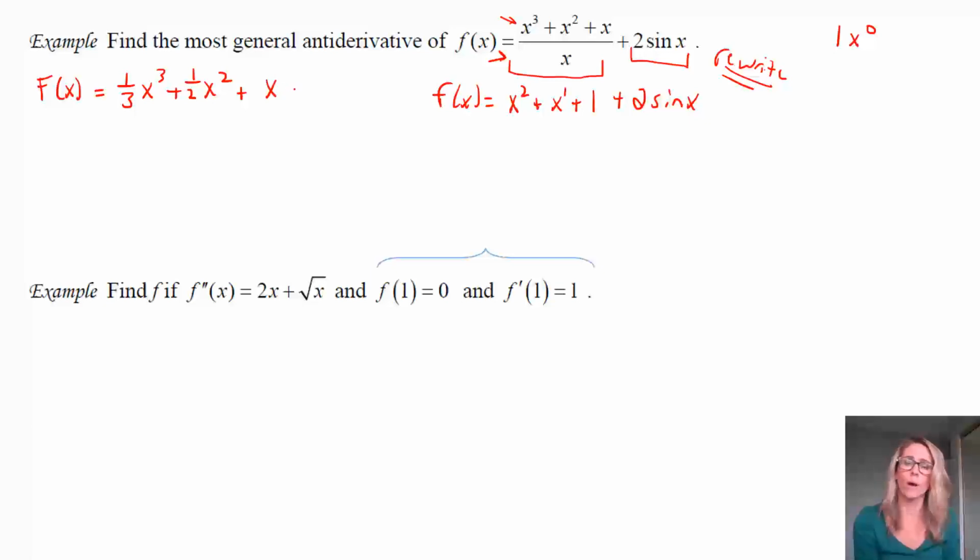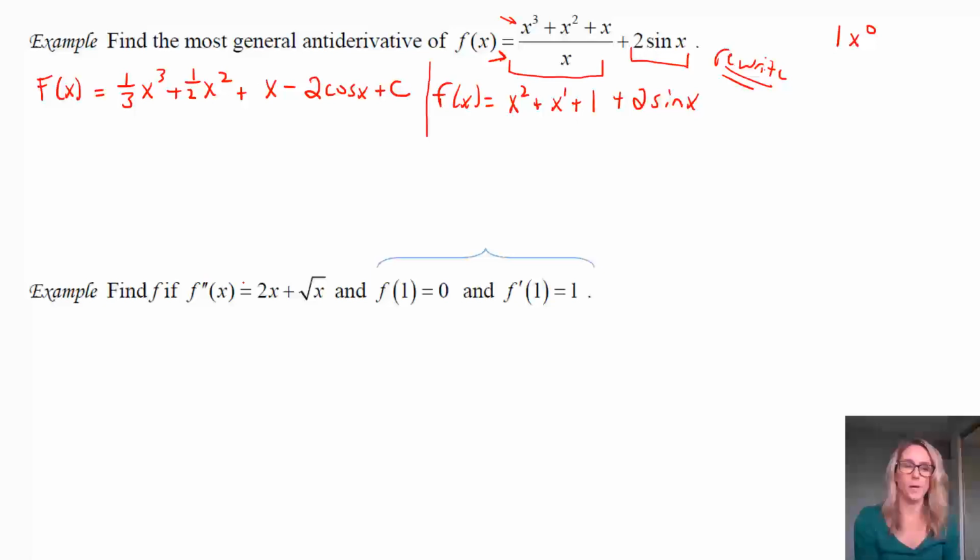And then we want the antiderivative of 2 sine x. So remember, I can keep that 2 just hanging out and take the antiderivative of sine x, which we have talked about. And we know that that's going to be a negative cosine x. So I'll put a minus here and then a cosine x. And then we don't want to forget that plus c. So there is our general antiderivative of that function, little f of x.